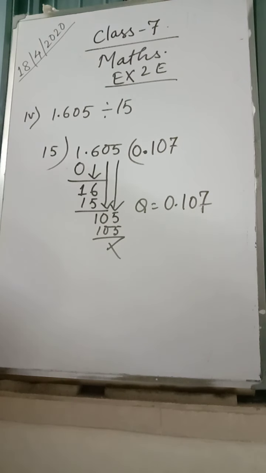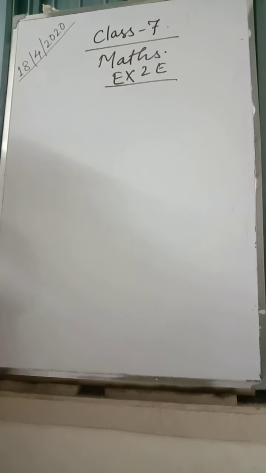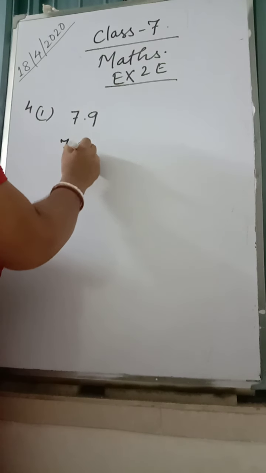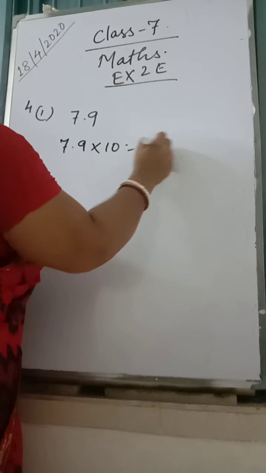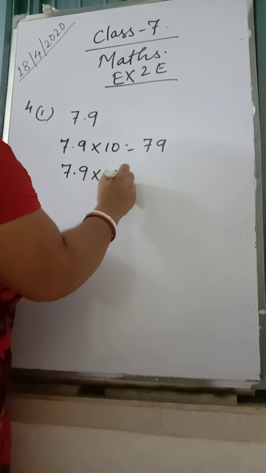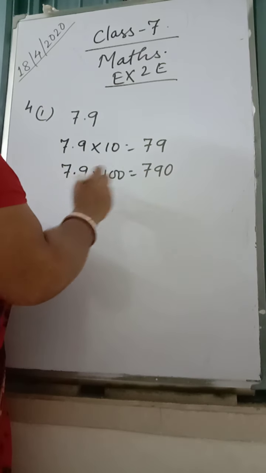Question number 3, find the product. It's the same as I have told you in question number 1, so you will do it. Question number 4, multiply each number by 10, 100 and 1000. Look at number 1, 7.9. So 7.9 into 10, the decimal will move 1 step forward, that is 79. 7.9 into 100, the decimal will move 2 steps forward, so that is 790.